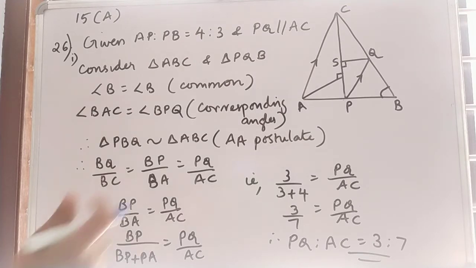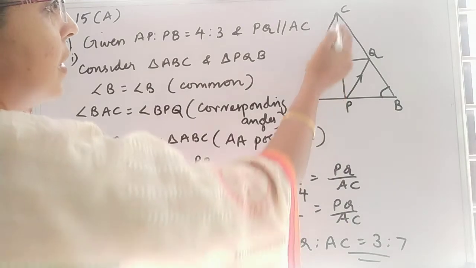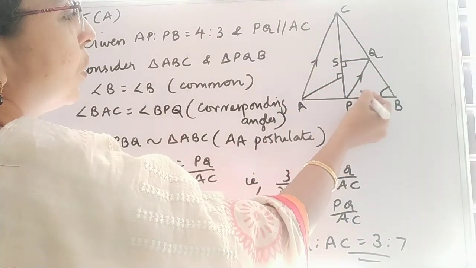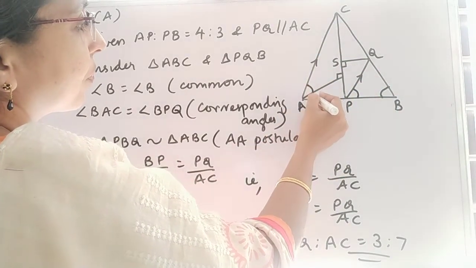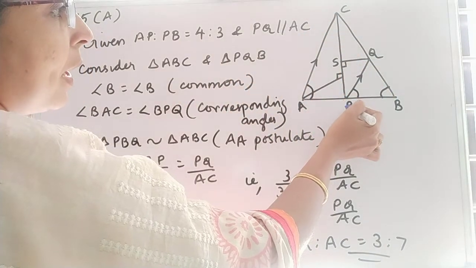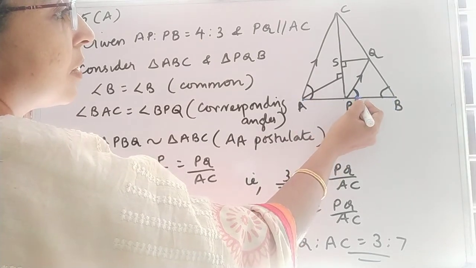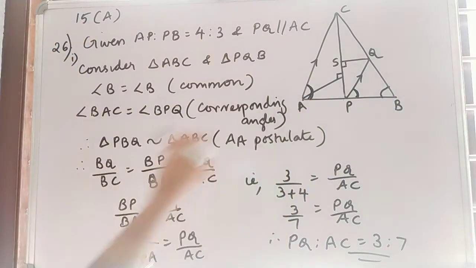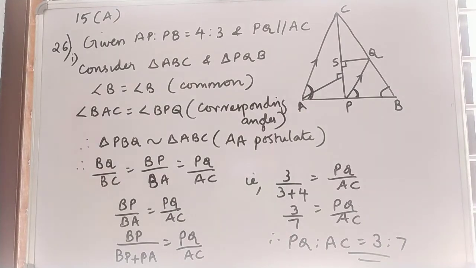Look at angle BAC, this one, and BPQ. So these two, this AC and PQ are parallel and AB is the transversal. So these two will be equal, using corresponding angles. BAC is equal to angle BPQ. I think it is clear. Reason is corresponding angle. So we can say that the two triangles are similar. That is, triangle PBQ is similar to triangle ABC using AA postulate.